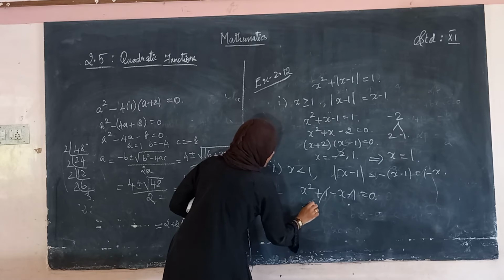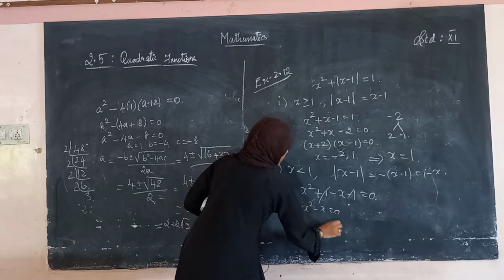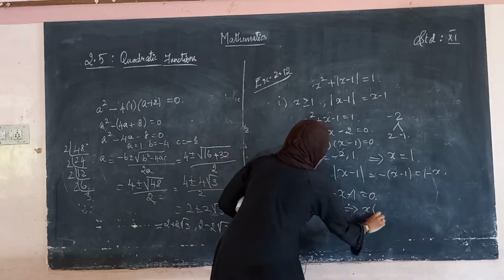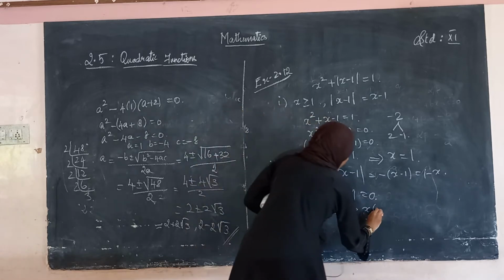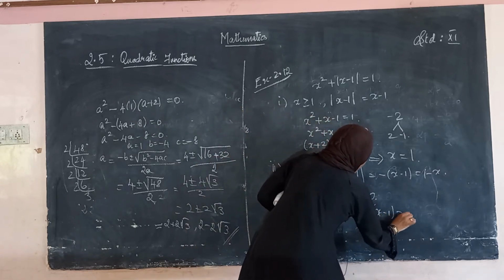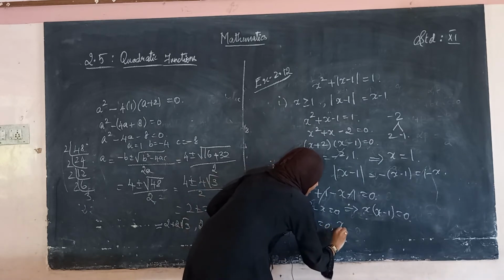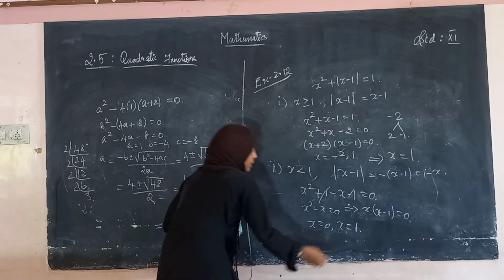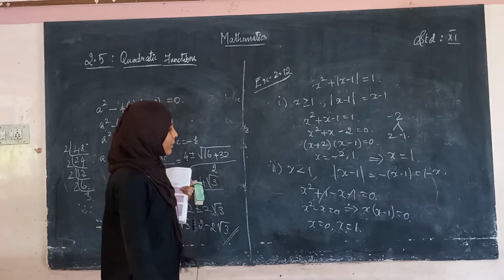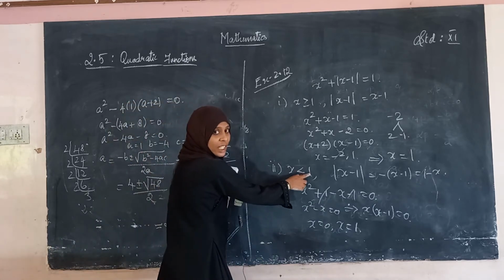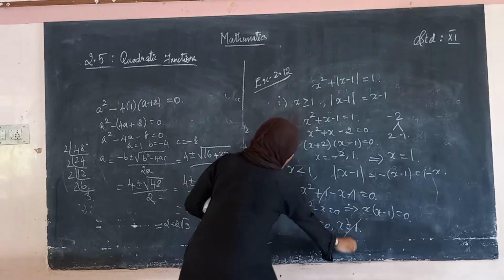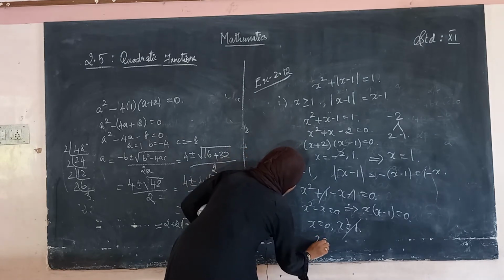Therefore, x squared minus x is equal to 0. Take x outside. What happens? x into x minus 1 equal to 0. The solution is x is equal to 0 or x is equal to 1. But the given condition is x should be less than 1. Therefore, x equal to 1 is neglected. The only possible solution is x equal to 0.